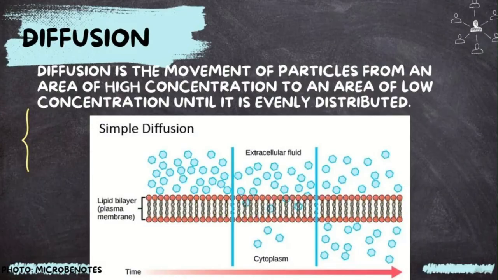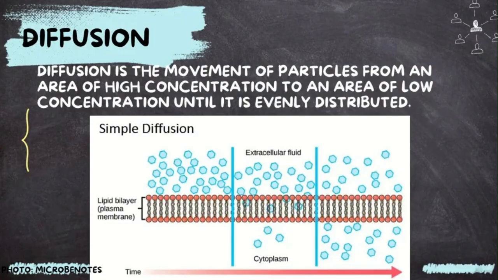Then we have different transport across the cell. Diffusion is the movement of particles from an area of high concentration to an area of low concentration until it is evenly distributed, right? This is our phospholipid bilayer, our cell membrane, with hydrophilic heads and hydrophobic tails, and most substances can pass through via diffusion.